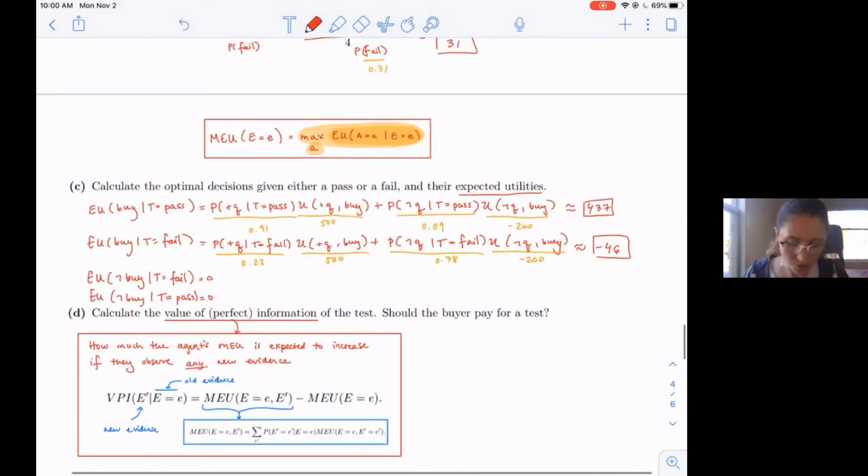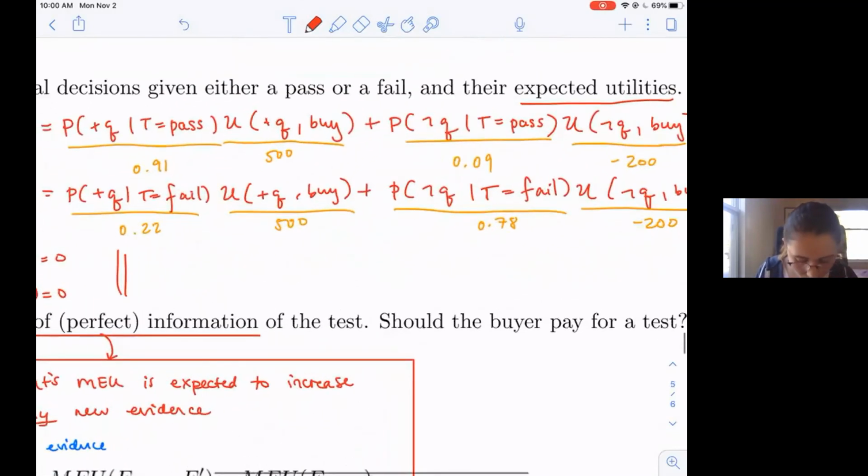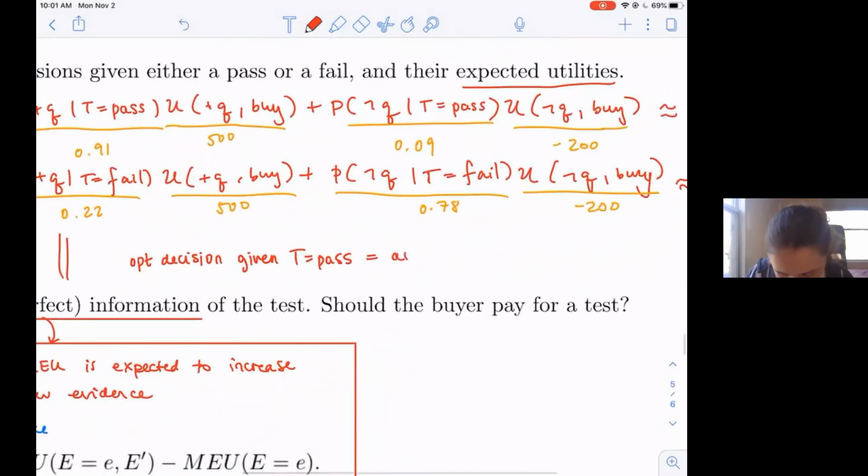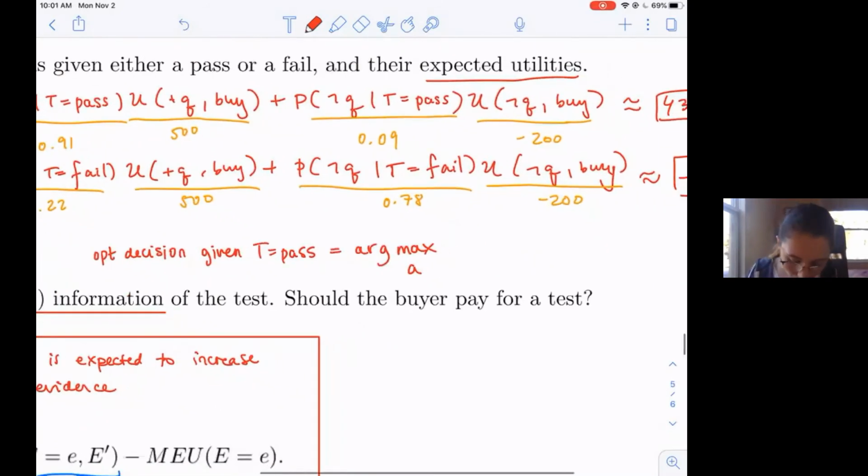So now what we're trying to do is figure out the optimal decision given either a pass or fail. So now what we want to do is compute opt decision, let's say given that t equals pass. So what this will equal is we're going to take the argmax. So we want to find the action which maximizes the expected utility of taking that action given that t equals pass.